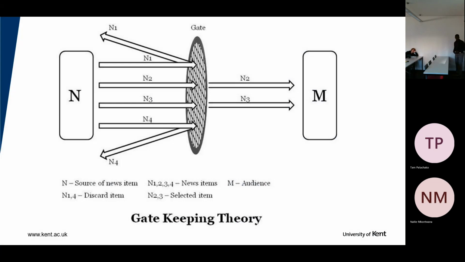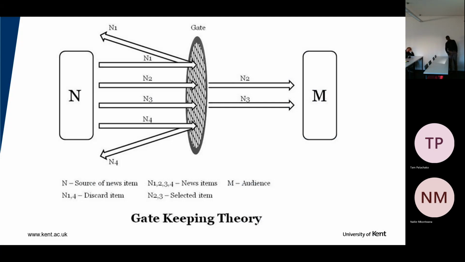Have a look at this model. The N stands for sources of news items. N1, 2, 3 are the news items. Take a look at it. And these are the gates. News item number 1 goes, but gets to the gate and bounces back, because the gatekeeper says, no, this is going nowhere. News item 4, the same experience, goes nowhere. And what happened to news items 2 and 3? They are allowed through. Who is M? M is the audience. That is what you see. You will never see 1 and 4 because there is a gatekeeper somewhere in the middle.